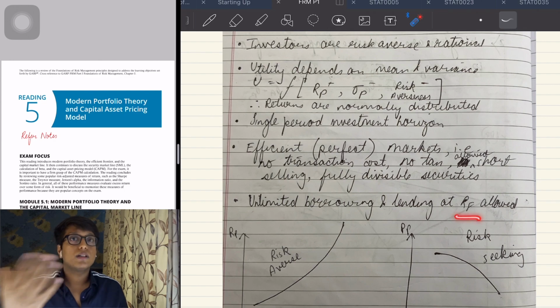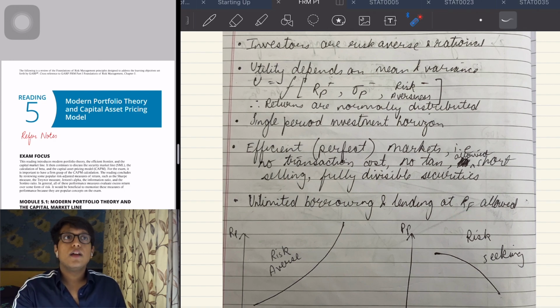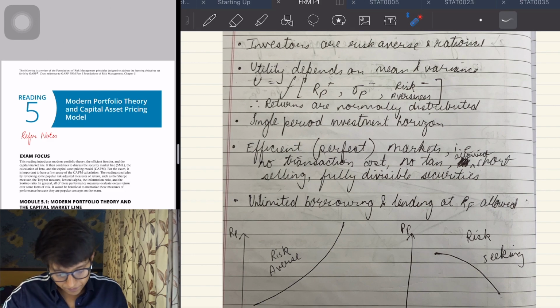RF is the risk-free rate. So what is risk-free rate? Risk-free rate is when you invest in a treasury security. Treasury securities means government securities. They are usually called risk-free because we assume that usually governments won't default on their obligations. So they are virtually risk-free.